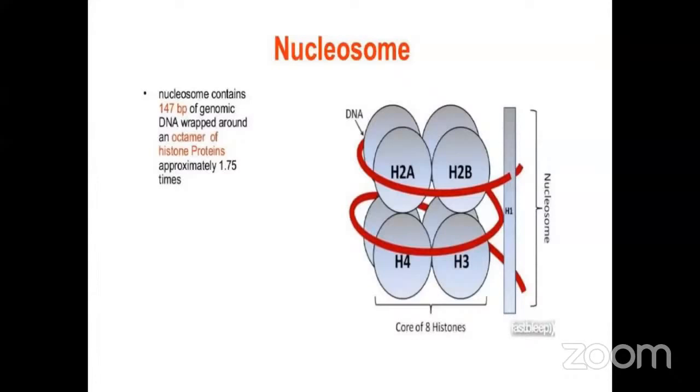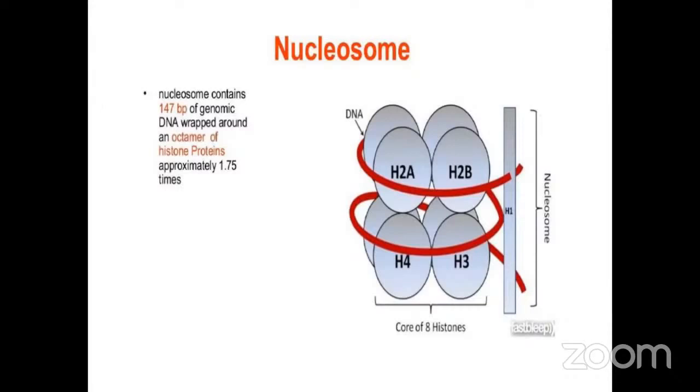Each of these histone proteins, H2A is one of the histone proteins, H2B is another, H3 is another, and H4 is the other histone protein. H2A is present in two copies. H2B is also present in two copies. H3 is also present in two copies. H4 is also present in two copies. That's why we call it an octamer. There are 8 molecules of proteins. Each histone protein is represented twice. That's why we call it a core of 8 histones.